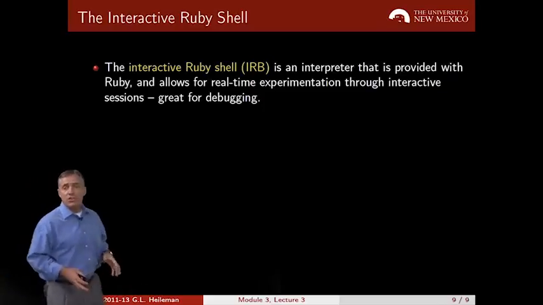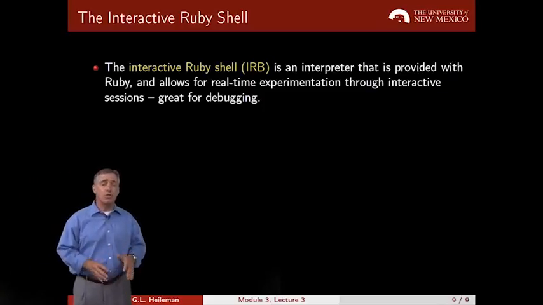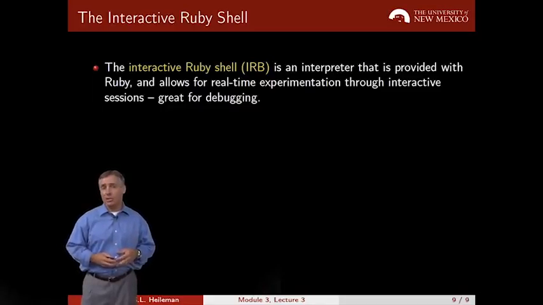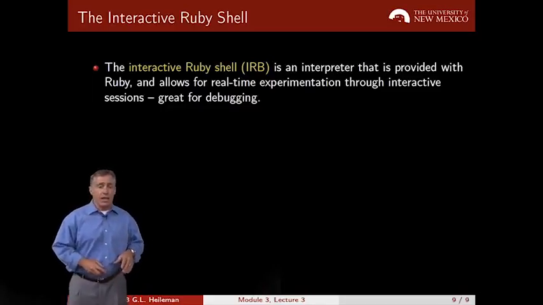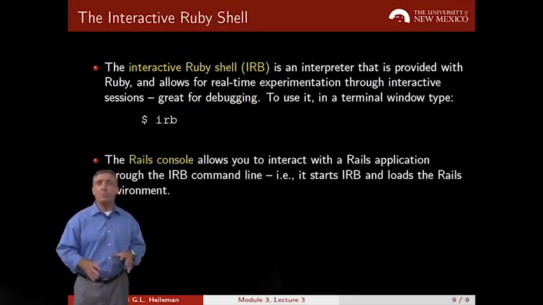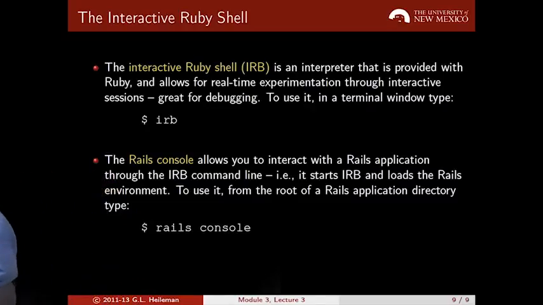Now, the interactive Ruby shell is an interpreter that's provided in Ruby, and this is a great technique that you can use for debugging Ruby applications: open up the Ruby shell and inspect an application using the command line. The way you do this is you just type IRB within a terminal window. Now, Rails console is IRB, but it preloads your Rails environment as well, and so you can inspect a Rails application directly through the terminal using Rails console. The way you do that is you type rails console within the root directory of your Rails application.